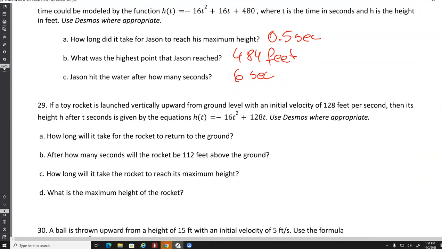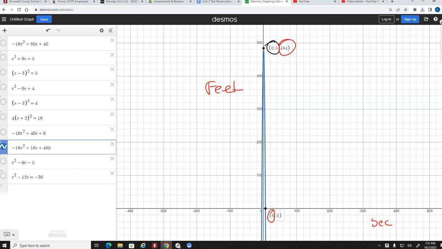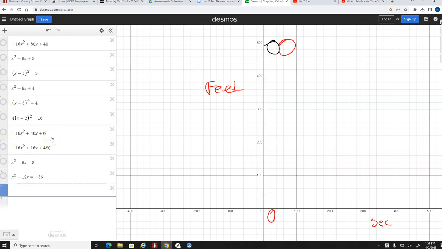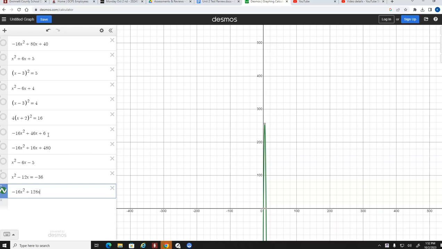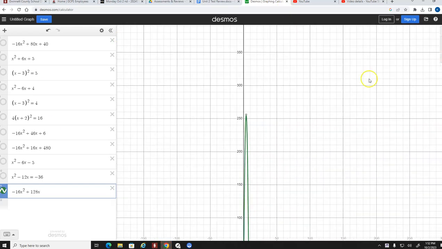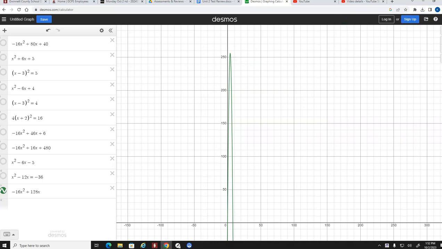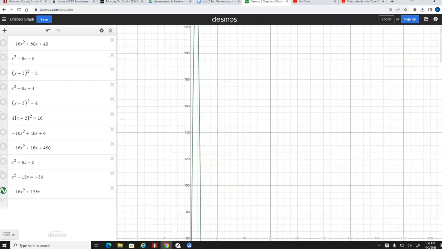All right, question 29. Again, we can graph this function. I don't think I have this one graphed yet, so let's graph it. This is -16. Again, you cannot use t, so you have to substitute it with x squared, plus 128x. All right, so let's clean this up. This is your function. Make it bigger for you. No, too big.